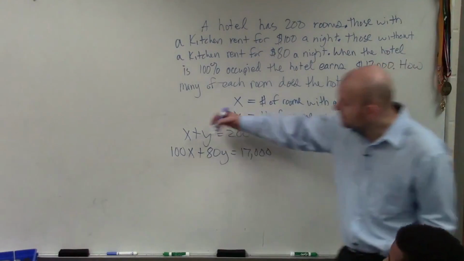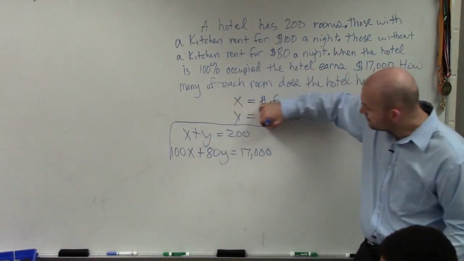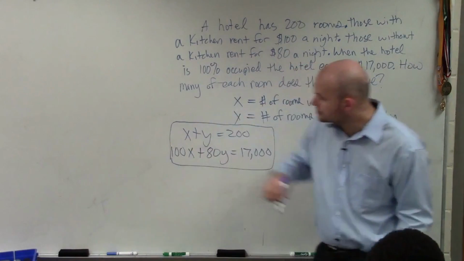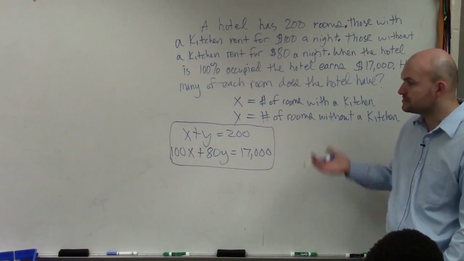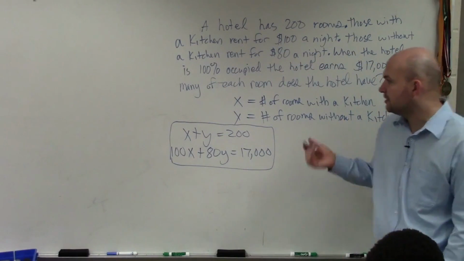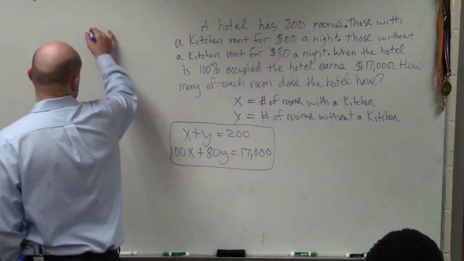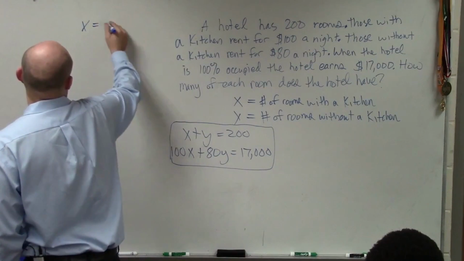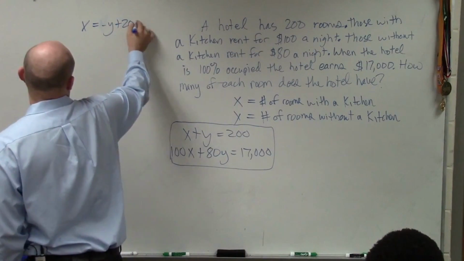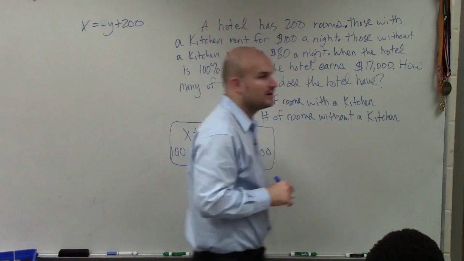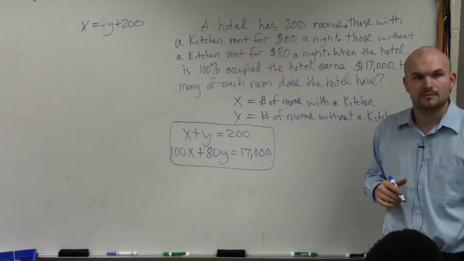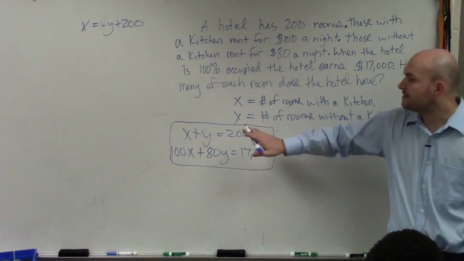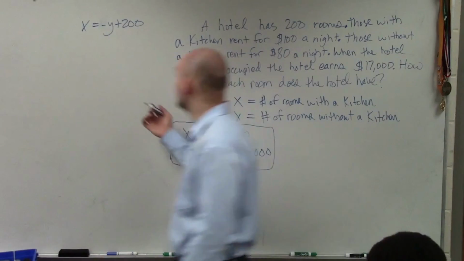So now, ladies and gentlemen, we have created a system of equations that is just like what we have done before. So we just need to pick a variable to solve for. I'm going to pick for x. So I'll say x is equal to negative y plus 200. Does everybody follow me on what I did up top? And then we take that and we plug it into our other equation.